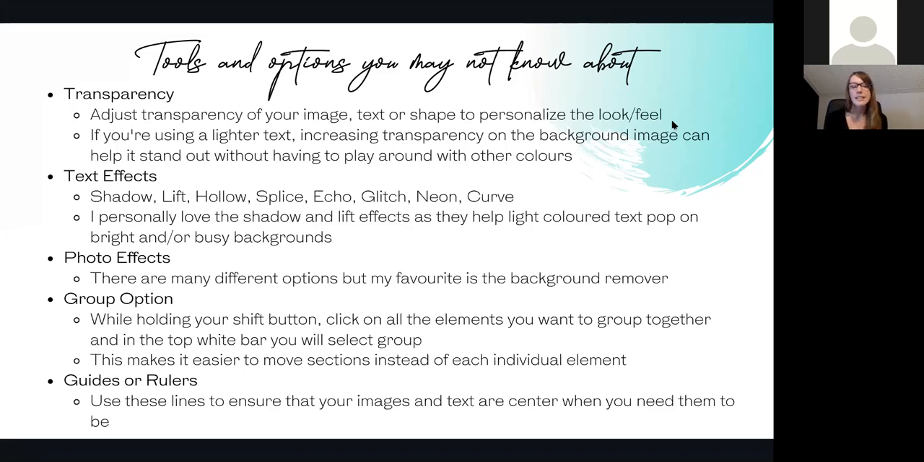Last but not least, the guides or rulers. If you've ever been in Canva, anytime that you're pulling an image or text, sometimes you'll see purple lines come up. They'll either be horizontal or vertical. Those let you know that your text or your image or whatever it is that you're playing around with is centered. And every time that you're designing something, it should ideally be centered like that.